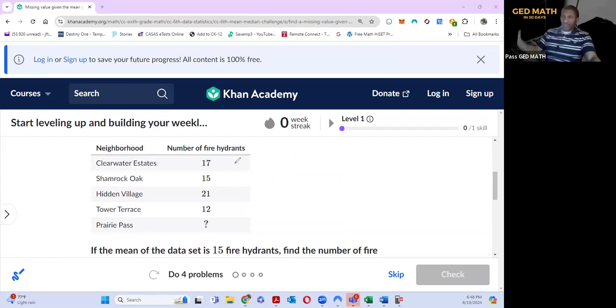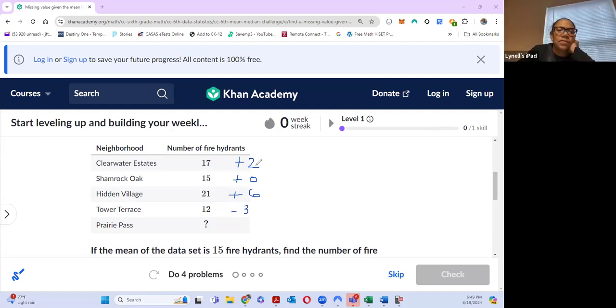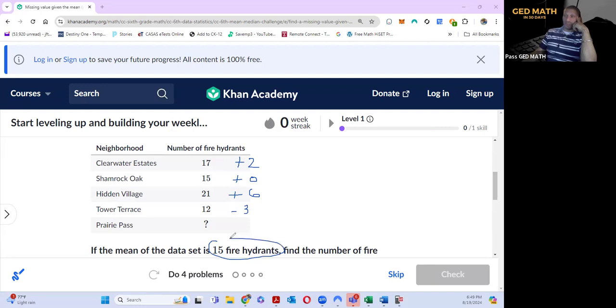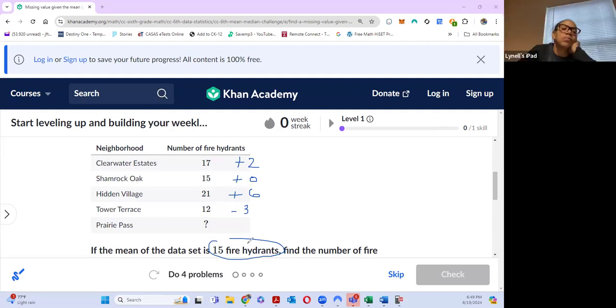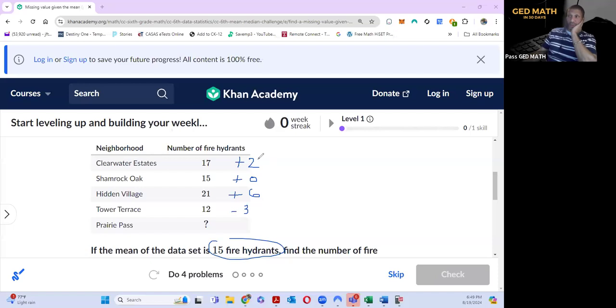15. We know the average. That's like replacing every number there with 15. This is plus 2 over the average. This is plus 0. This is plus 6. This is minus 3. Everybody understand how I got those numbers? So 17 is 2 more than the average of 15. 15 is the same as the average. 21 is 6 more than the average. 12 is 3 less than the average, right? So I get 2 plus 6 is 8, minus 3 is a plus 5.